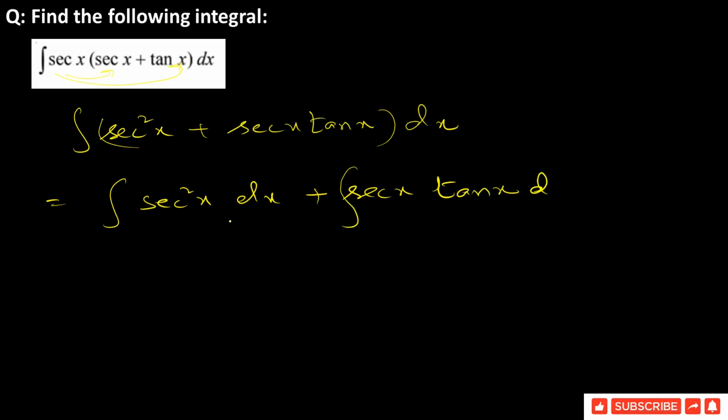From the formulas, we know that the integral of secant square x dx is equal to tan x, because the derivative of tan x is secant square x. Similarly, the integral of secant x tan x is secant x only. And then this is plus c. Isn't it easy? The thing you must do is to remember some of the formulas. If you memorize those formulas first, every question of integration you can do with great ease.